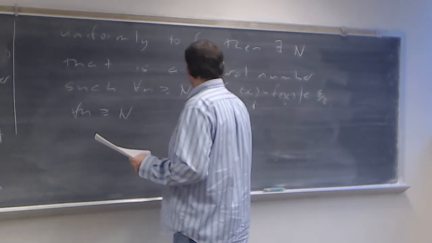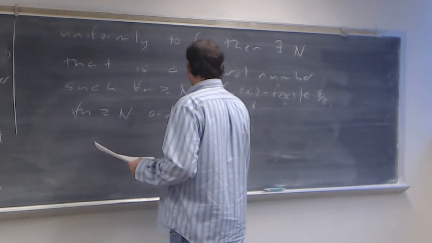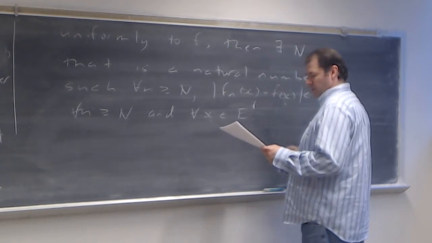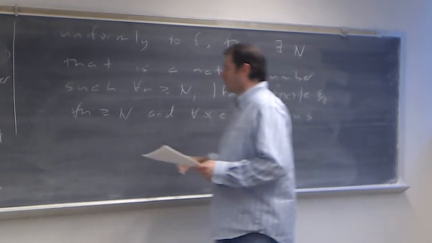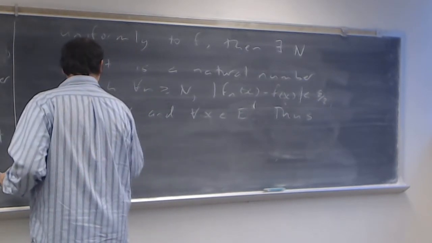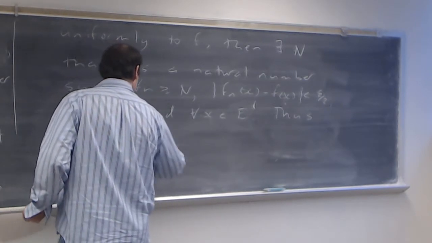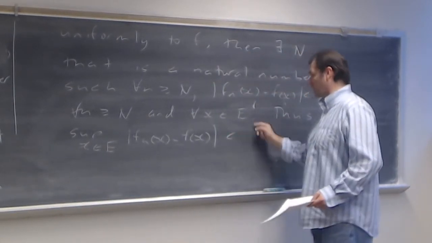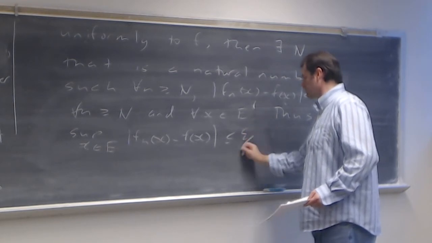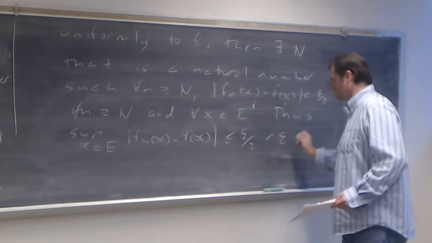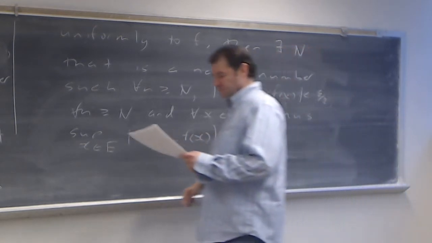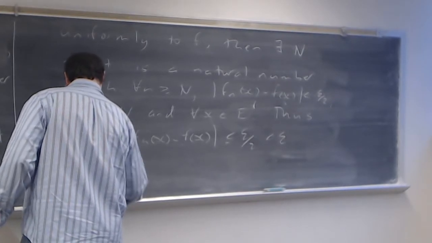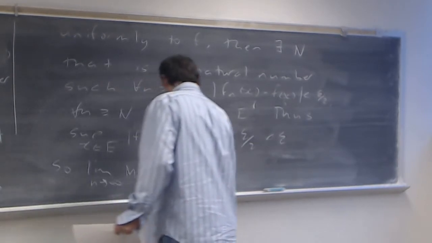And for all x an element of E. Thus, it's what we want: the sup over all x in E of the absolute value of f sub n of x minus f of x is going to be less than or equal to epsilon over 2, which is going to be less than epsilon. And that's what we wanted to show. So it's the conclusionary part of this part here. So the limit as n goes to infinity of m sub n will equal 0.